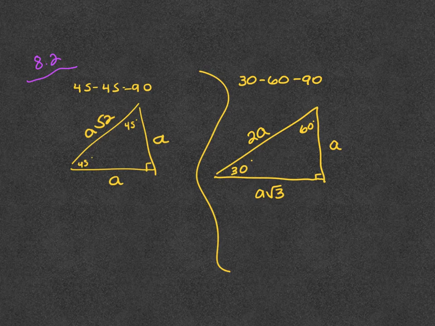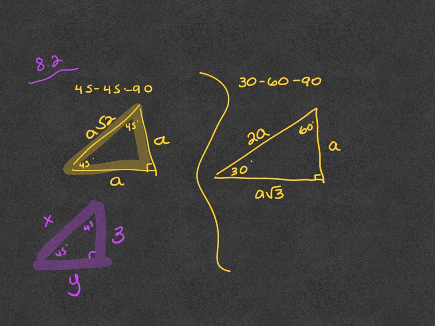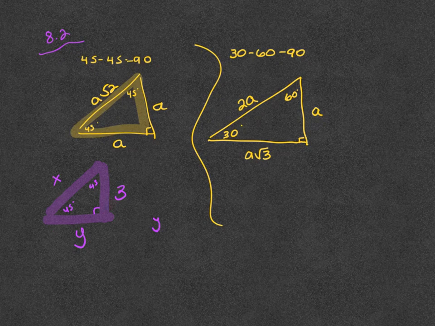So you had a couple of different ones. In this scenario, let's say the easy one, where you were given the actual side opposite the 45. So if this is X and this is Y and I gave you 3, then what's Y? Also 3, and X would be 3 root 2.